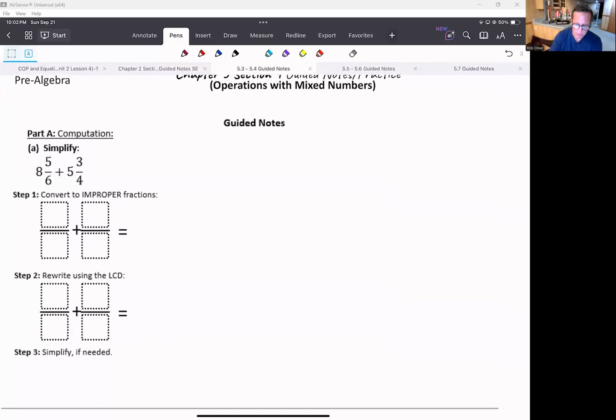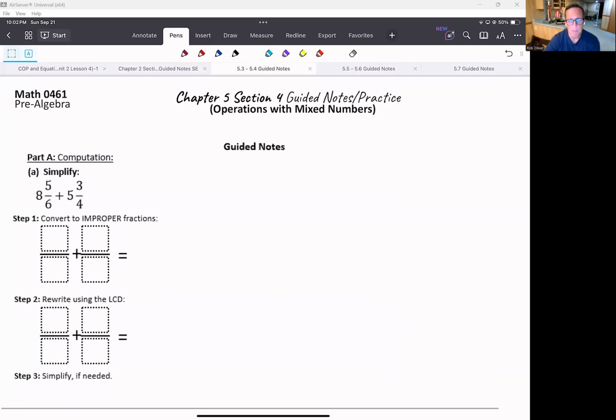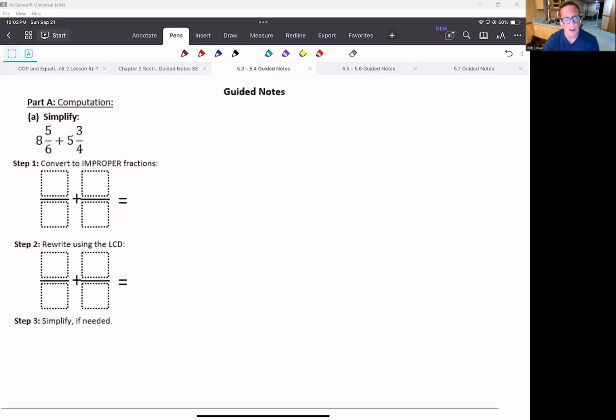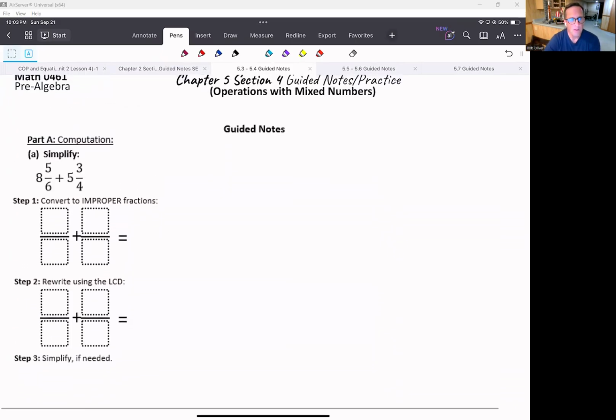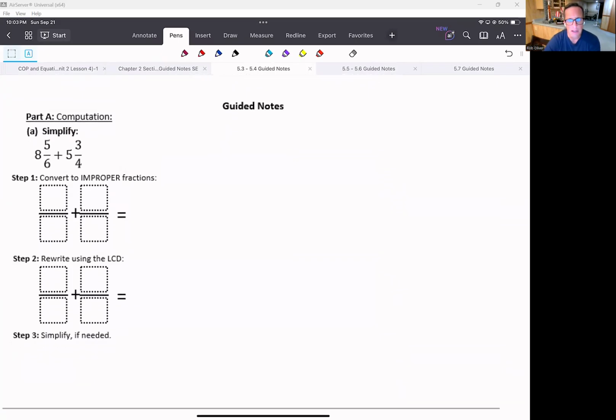Okay, this video is about chapter 5, section 4. This is all about mixed numbers. So we're going to deal with adding, subtracting, multiplying, and dividing mixed numbers with fractions. All right, so let's start with, I think the harder thing to do, adding and subtracting them. So we're going to start with that.